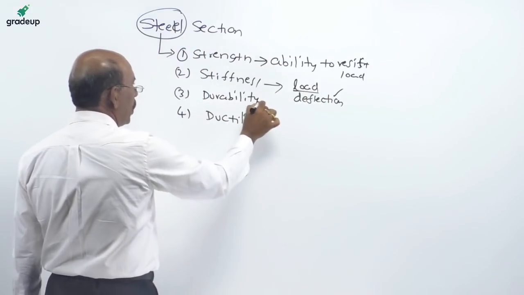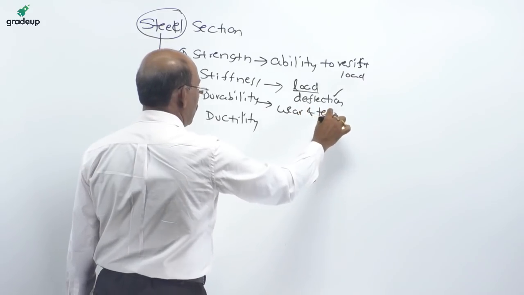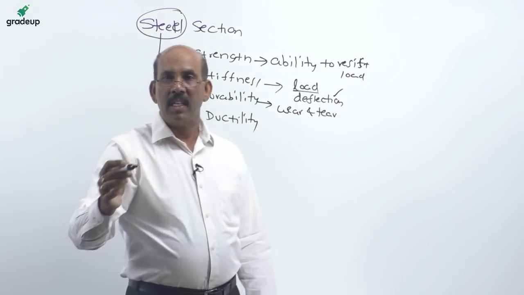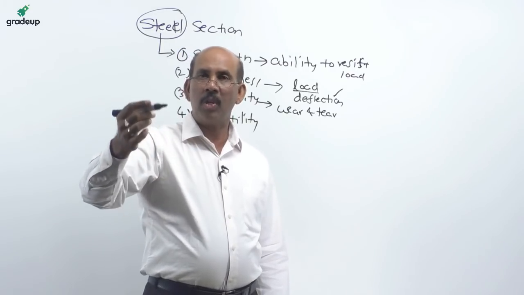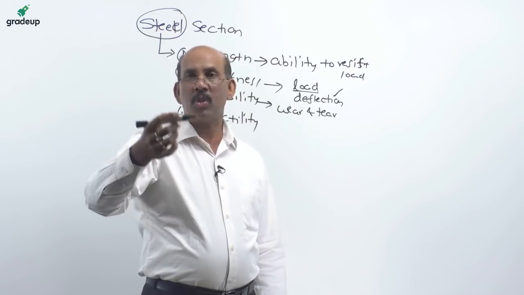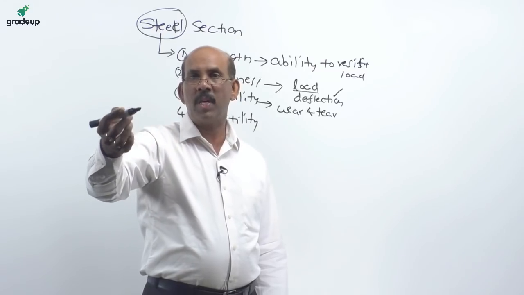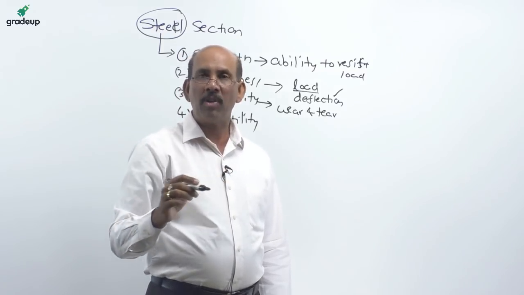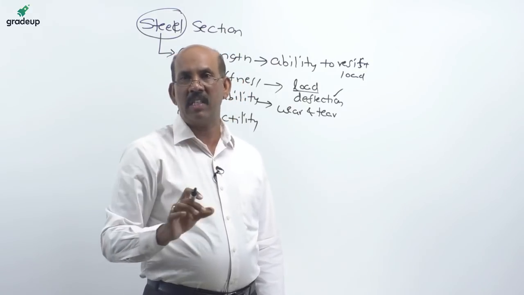And the durability, the ability of the material against wear and tear, that means against the corrosion effects, the steel should have the proper strength to resist this, or in other words the life is to be improved. Normally to have this particular property, we will carry out the painting for the steel section.